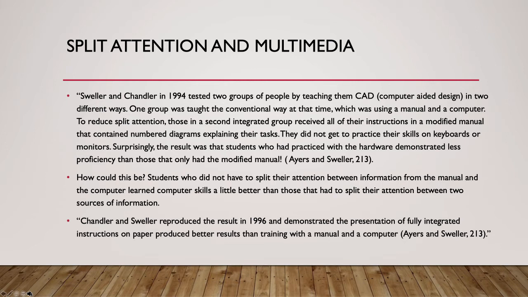Surprisingly, the result was that students who had practiced with the hardware demonstrated less proficiency than those that had the modified manual. How could this be? Students who did not have to split their attention between information from the manual and the computer learned computer skills a little better than those that had to split their attention between two sources of information. Chandler and Sweller reproduced the result in 1996 and demonstrated the presentation of fully integrated instructions on paper produced better results than training with the manual and a computer.